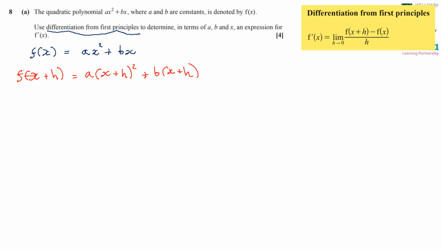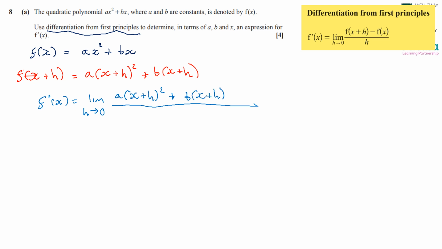So when it comes to substituting into this formula, we're going to get f dash of x equals the limit, as h is some really small value that approaches 0, of f of x plus h, which is a lots of x plus h squared plus b lots of x plus h, minus, and we've got to be really careful, this whole thing should be written in a bracket, minus ax squared plus bx. It's important that you put it in a bracket to show that the entire thing is being subtracted.